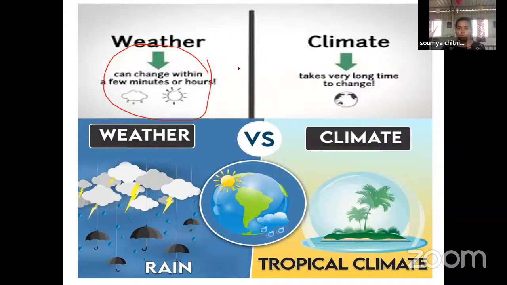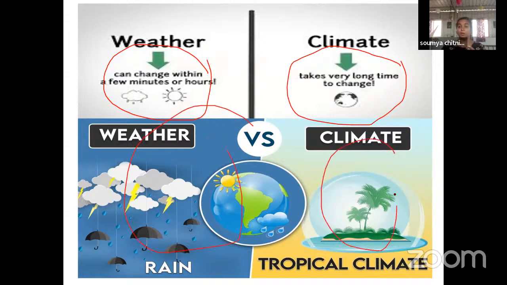Maybe in the next few minutes, it can turn cloudy or rainy as well. But climate takes a very long time to change. It cannot change immediately, just like weather. So here I have a picture of rain, whereas for climate, we talk about tropical climate. We do not say rainy climate or dry climate. We usually do not say that, right? We usually say tropical climate, semi-tropical or polar climate. Like that we talk about the climate, since it is for a longer period.